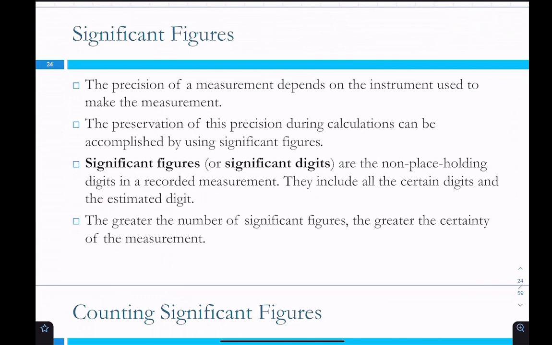Okay, well now you take those numbers and you do calculations with them. So how do you maintain a correct level of precision throughout all of your calculations? And that's what sig figs is, right? Your end result can only be as accurate as your least accurate instrument. Another way to say it would be your calculation is only as strong as the weakest link. So significant figures are the non-placeholding digits in a recorded measurement. They include all the certain digits and the estimated digit. So the greater number of sig figs, significant figures, the greater certainty of the measurement.